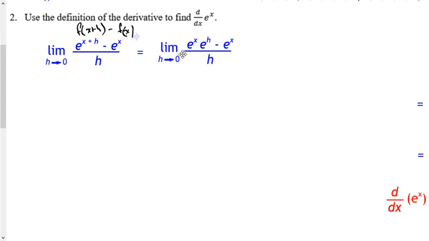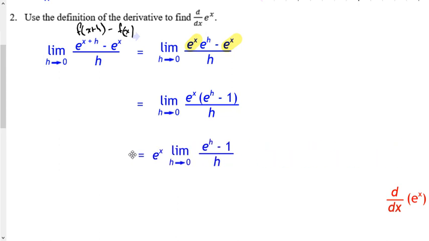Then you'll notice I have an e to the x here and e to the x there. That e to the x is a common factor that I can pull out in front in my numerator, and then I have an e to the h minus 1. And now you are probably seeing why we did that first question. Before I look at this e to the h minus 1 part, this e to the x doesn't have an h. So I can factor that out in front of my entire limit because it doesn't depend on h. As h goes to 0, e to the x doesn't change.